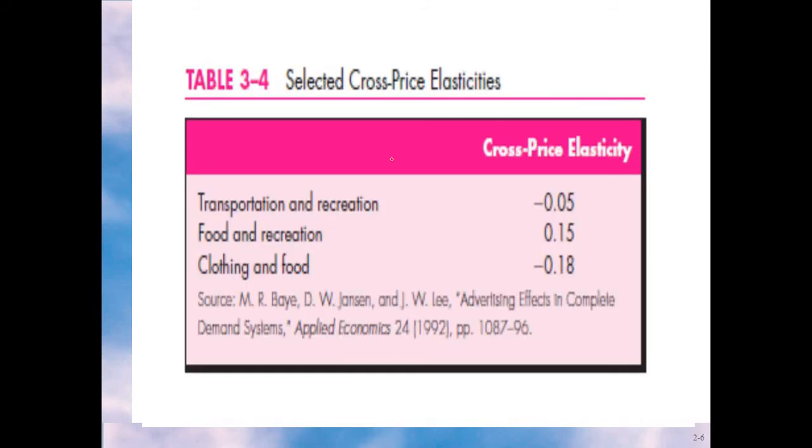So for cross price elasticity, we have seen that it can be a positive or negative value. If the value is negative, remember, the relationship between the products is complementary. So in this case, transportation and recreation are complementary. Clothing and food are also complementary.